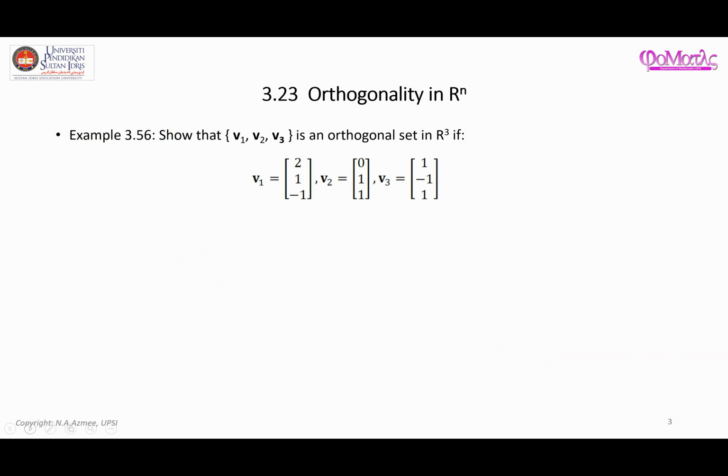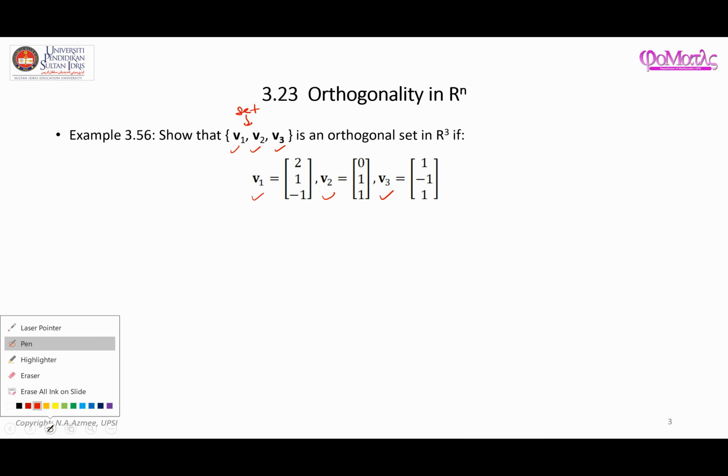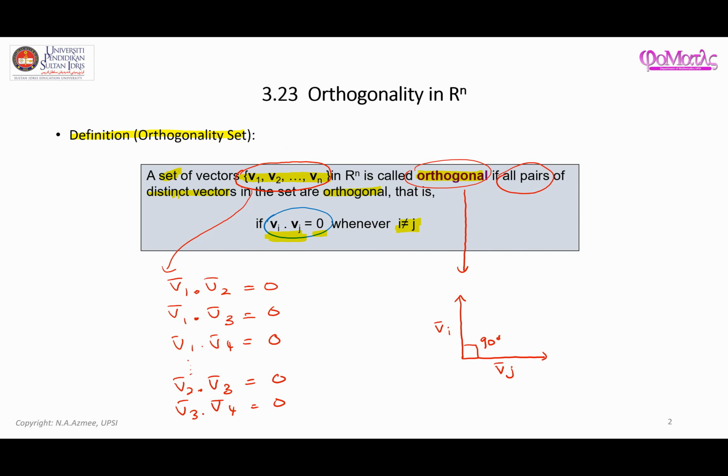So here is a simple example. We have a set with 3 different vectors, and we're going to show that the set is an orthogonal set, if vector 1 is given by this, vector 2 is as such, and vector 3 is as such. Now, as I've said earlier, the starting point is to make sure that you cover all the possible pairs and make sure that the dot product is equal to 0.